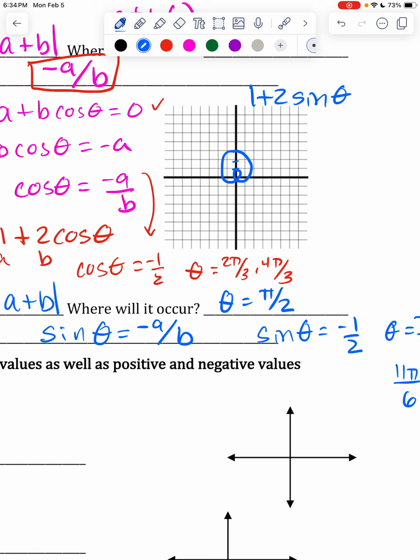If you did 1 minus 2 sine theta, if you go back to your calculator and just change your plus to minus, what happens? Not surprisingly, it opens down. So you end up with the same exact shape, but it flips.